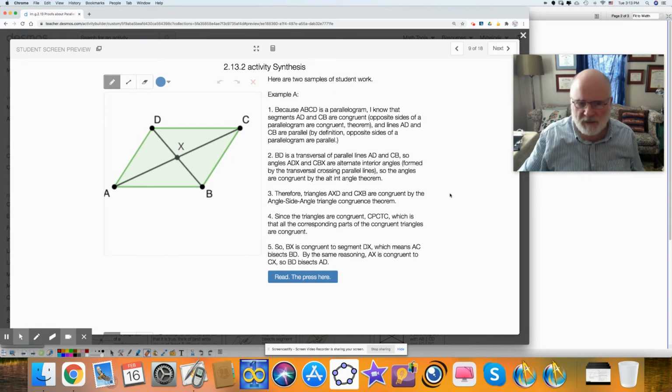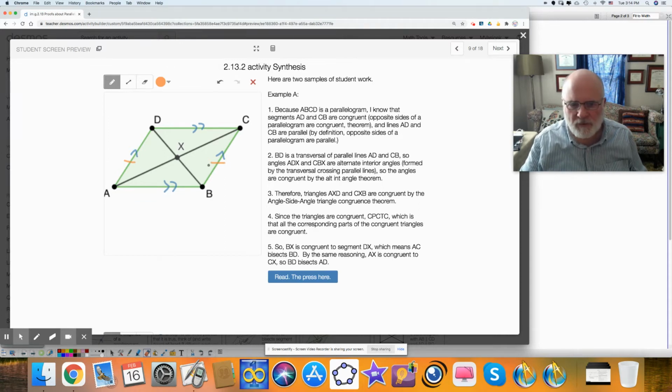It says here, because ABCD is a parallelogram, that means that both pairs of opposite sides are parallel, like this. And here they're saying that it intersects at X. Because it's a parallelogram, I know that the segments AD and CB are congruent, because there's a theorem that says opposite sides of a parallelogram are congruent.